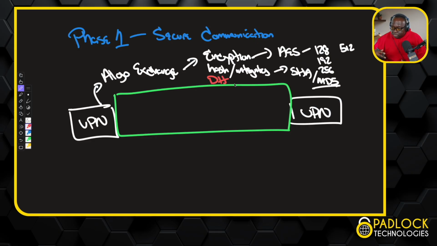In phase two, you can pick, I usually do three, right? Nowadays, you want to do either 20, 19, or 14, okay? So you're going to exchange that. And then you have your PSK.